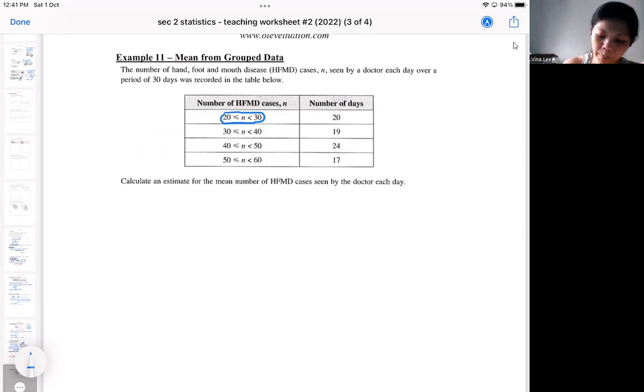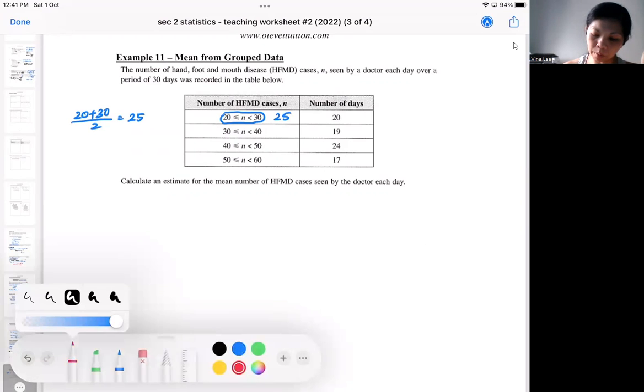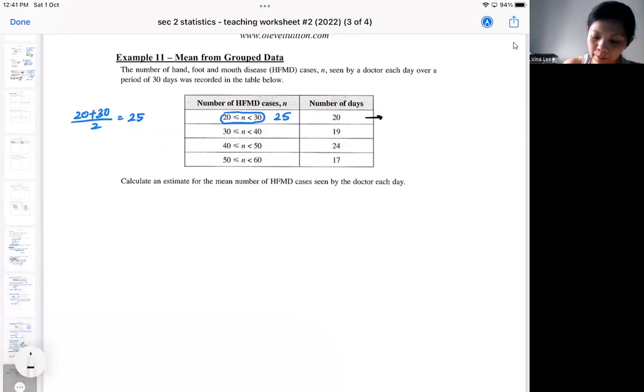So as a gauge, I'm going to use the middle value. The middle value is 25 in this case. How do you know the middle value? You just add them up and divide by 2. So don't be affected by the equal sign and the non-equal sign. Right now the interpretation will be: I got 20 days of 25 cases each. So I assume that it is 25 cases for each of the 20 days.